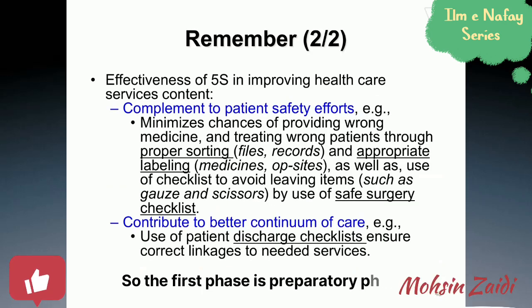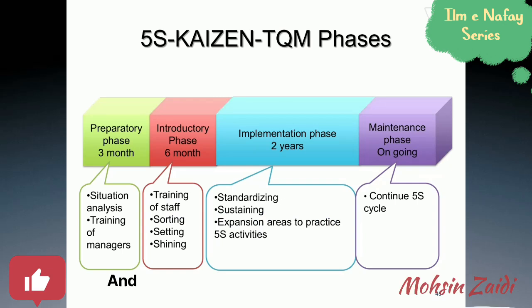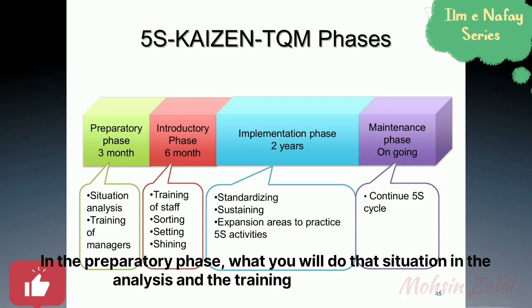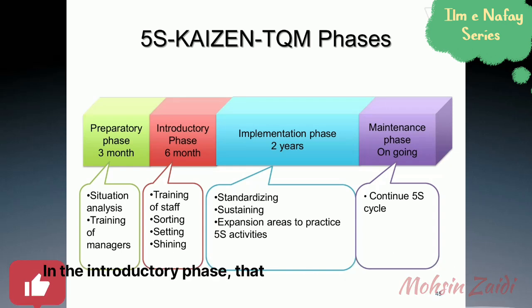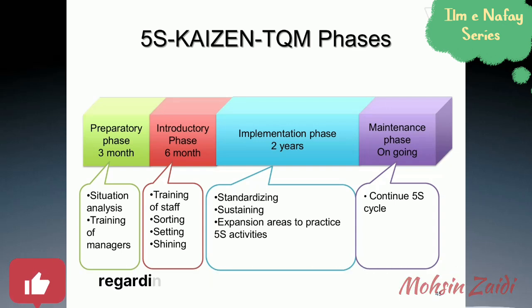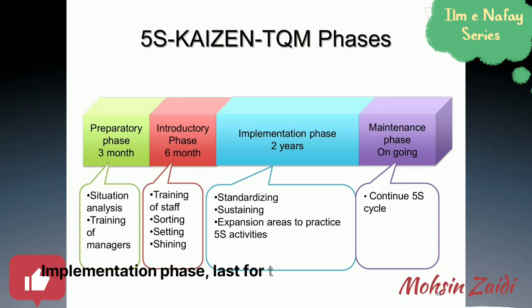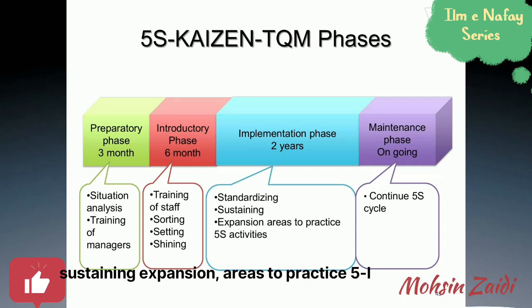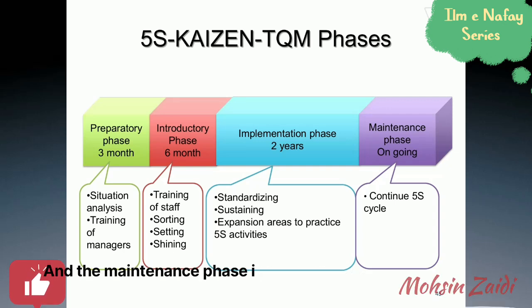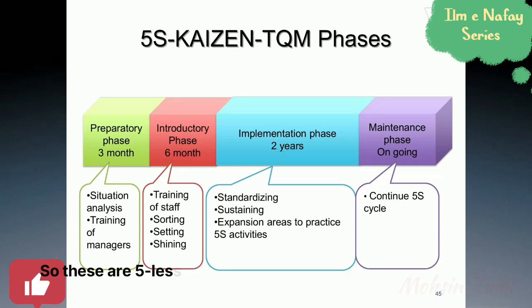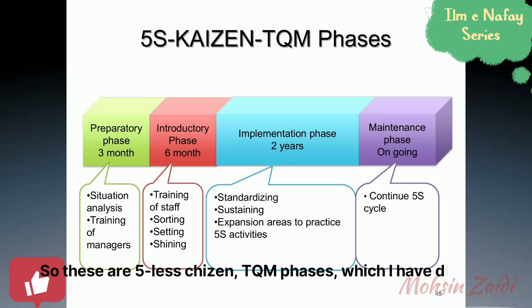The first phase is the preparatory phase. This is for 3 months, and the introductory phase is for 6 months. In the preparatory phase, you will do situation analysis and training of the managers. In the introductory phase, there will be 6 months of training of the staff regarding sorting, setting, and shining. The implementation phase lasts for 2 years. It is for standardization, sustaining, and expansion of areas to practice 5S activities. And the maintenance phase is the last phase. In the ongoing phase, continue the 5S cycle. So these are the 5S Kaizen TQM phases which I have discussed.